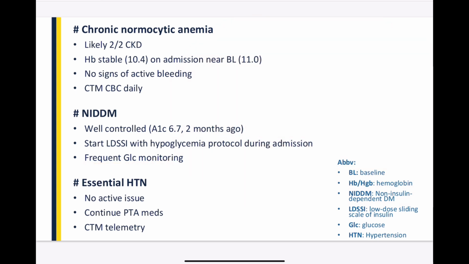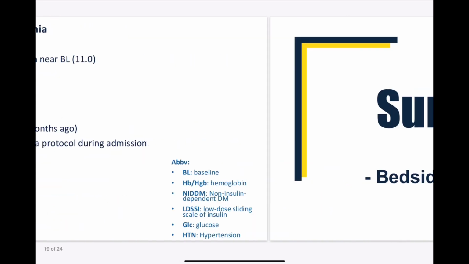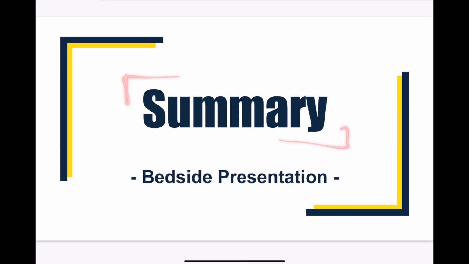Last problem is essential hypertension. Currently there are no active issues, so we'll continue his home antihypertensive medications and monitor vital signs and rhythm closely on telemetry. So let's see what we've been going through.